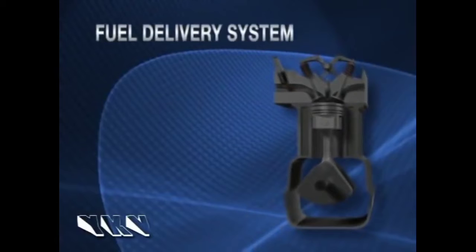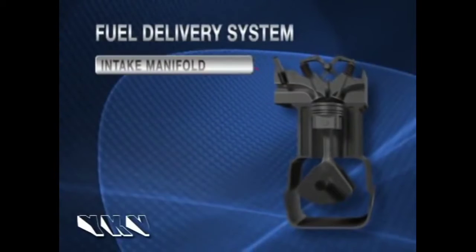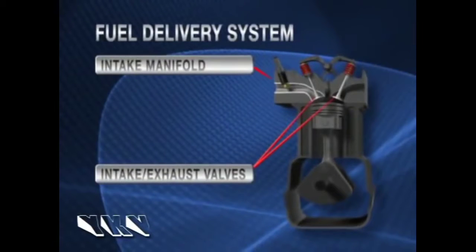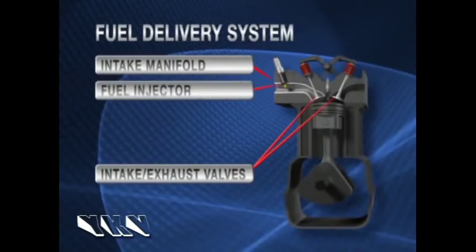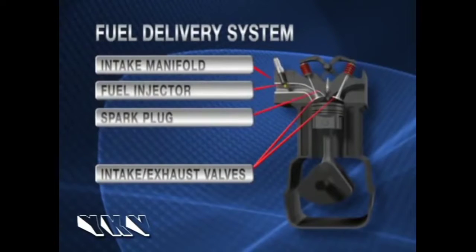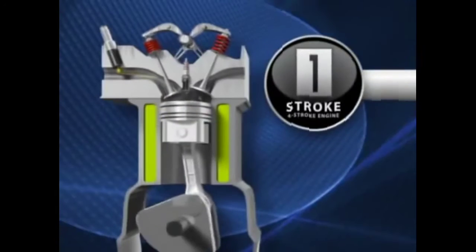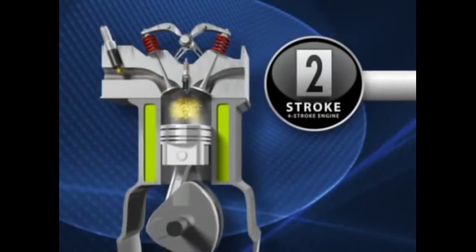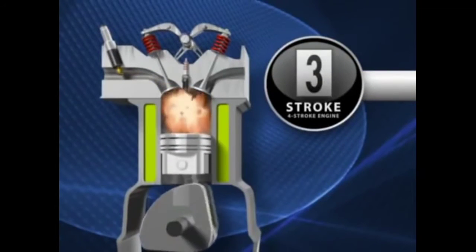The fuel delivery system consists of an air intake manifold, valves, intake and exhaust, a fuel injector, and a spark plug. A four-stroke engine is called a four-stroke because 4 up and down motions are needed to complete the cycle.